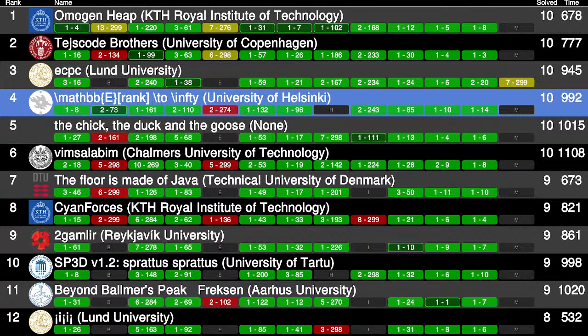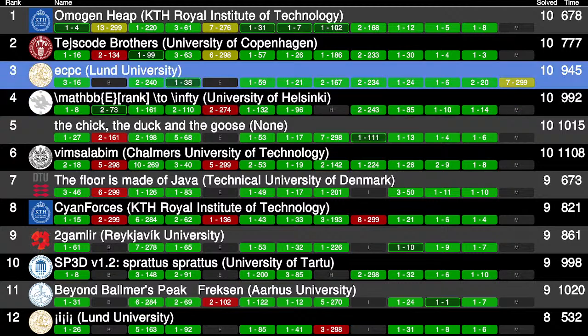Well, moving up to the 3rd place, we currently have ECPC, which have only submissions on problem M left. And let's see how they do. They were the only team to attempt this problem in the entire contest, so really hope they get it. But unfortunately, they did not get it. And they are at 3rd place.